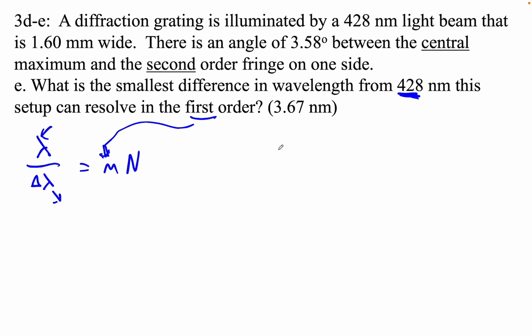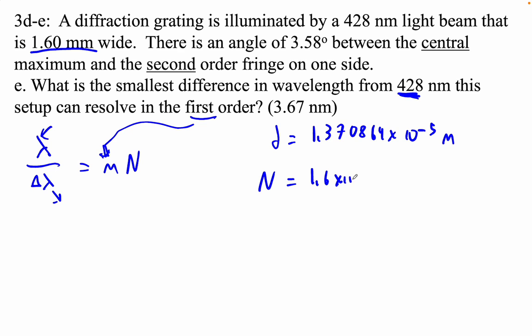Now in the previous problem, we figured out that the distance between these is 1.370869 times 10 to the minus 5th meters, right? Okay. So if the beam is 1.6 millimeters wide, then N is going to be 1.6 times 10 to the minus 3rd meters, divided by, that's the meters in the beam, right? Divided by 1.370869 times 10 to the minus 5th meters.